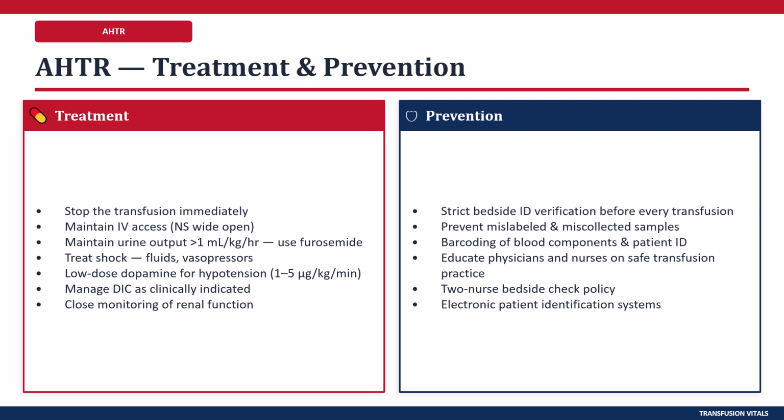There is no specific antidote. The damage from the antibody complement cascade is already underway. So your job is to minimize the organ damage. For prevention, and this is the key, most AHTR are preventable. This happened because of human error, wrong patient, wrong unit. Barcoding systems, electronic identification, and a strict two-person bedside check have dramatically reduced these incidents in countries that have implemented them.